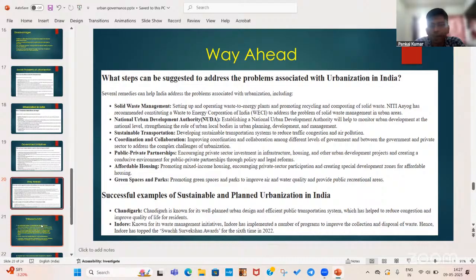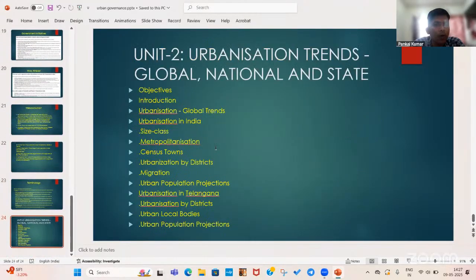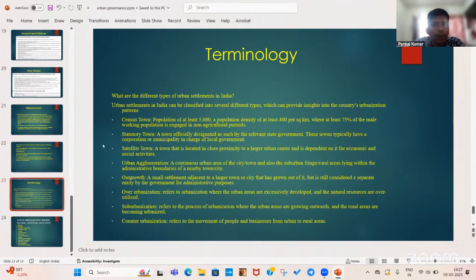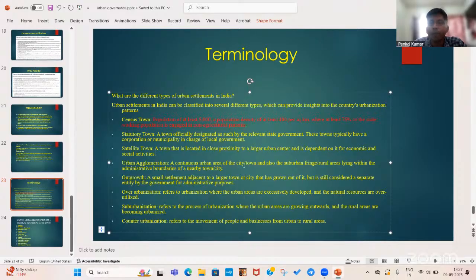Then, having discussed that, there is some terminology which we will quickly go into. One is called census town. What is census town? A population of at least 5,000 people, a population density of at least 400 per square kilometer, where at least 75% of the male working population is engaged in non-agriculture pursuits. This is exactly the meaning of urban town according to census 1971. So the town which is considered urban as per census is called census town, and these are the three different criteria which we already discussed.